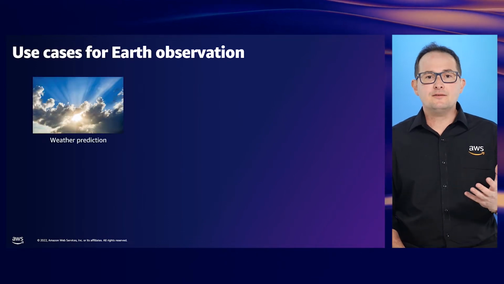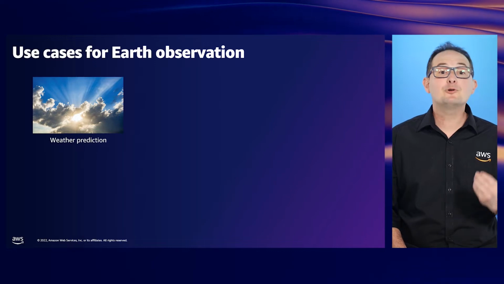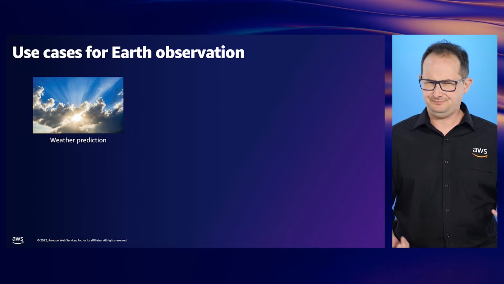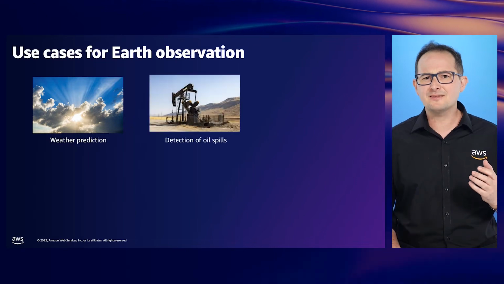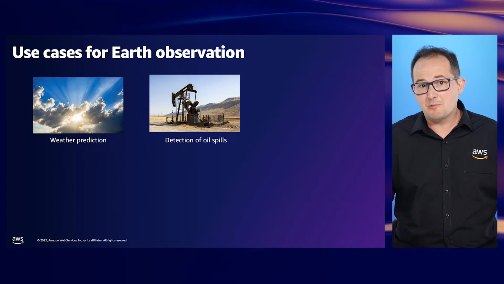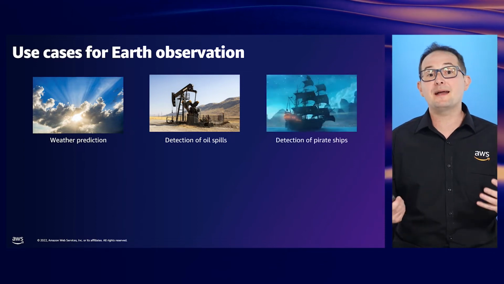So, the first use case that is coming to their mind is, of course, weather prediction. Being able to detect extreme weather in minutes could save lives, right? Another important use case is detection of oil spills. If that's happening, we want to know about it soon. Also, you can think about detection of pirate ships.